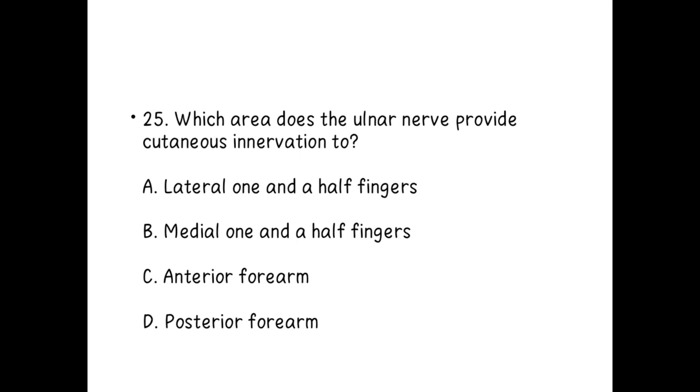Number 25. Which area does the ulnar nerve provide cutaneous innervation to? A, lateral 1.5 fingers. B, medial 1.5 fingers. C, anterior forearm. D, posterior forearm. When you see the word cutaneous, it has to do with the skin. So what they are asking is, which skin of the finger does the ulnar nerve provide innervation for? And the right answer to this question is the medial 1.5.